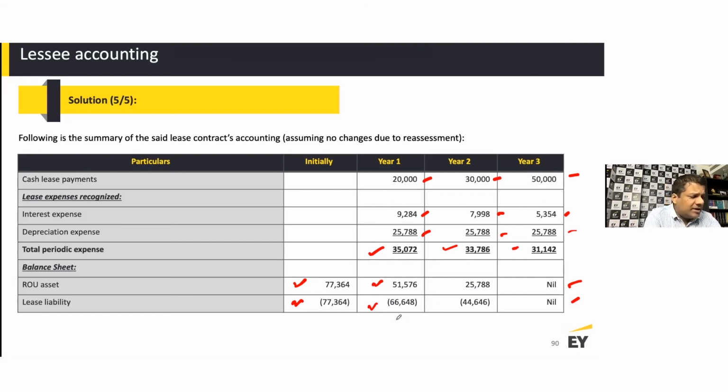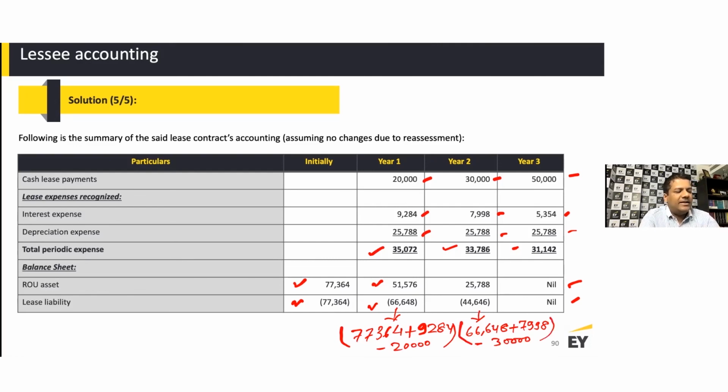So this 66,000 has come from 77,364 plus 9,284 minus 20,000, which is the payment which has been made here. Similarly, this 44,646 has come from 66,648 plus 7,998 minus 30,000, which is the payment which has been made.